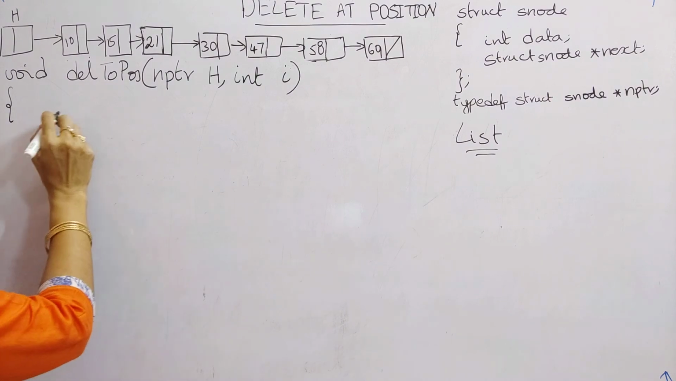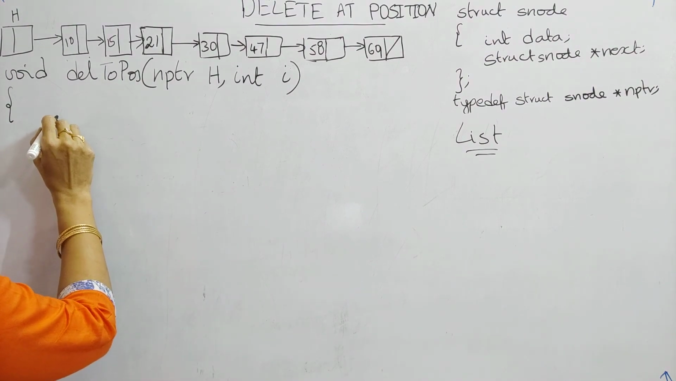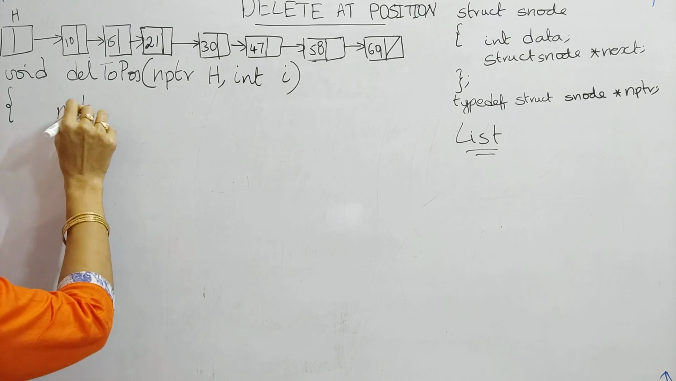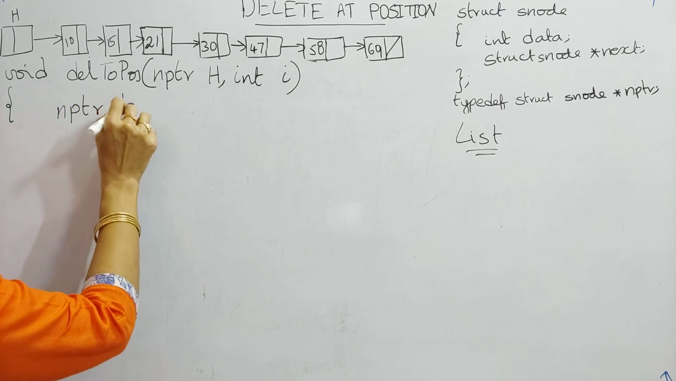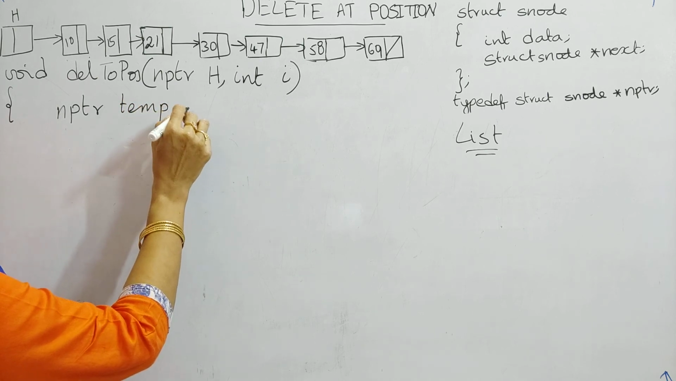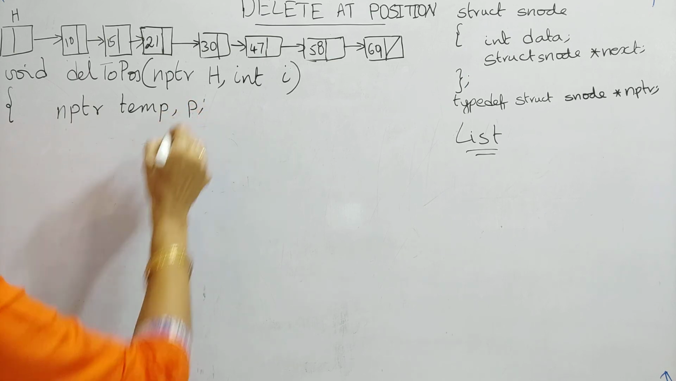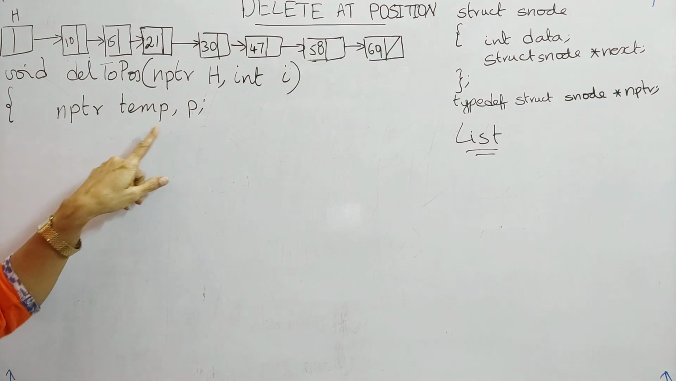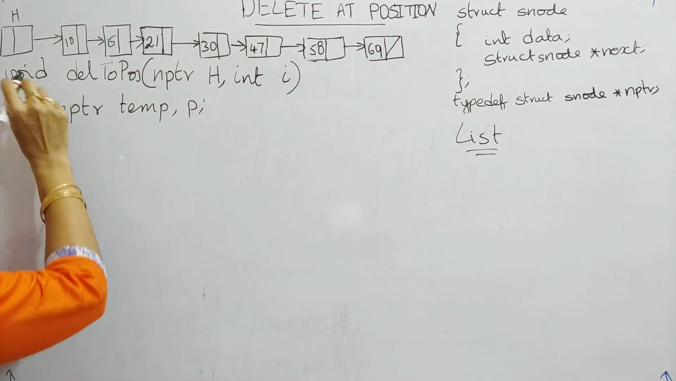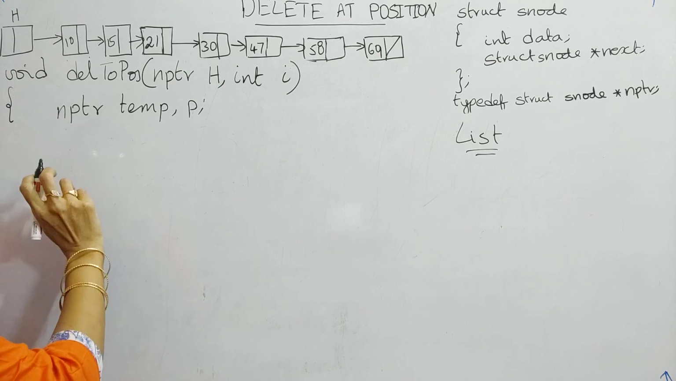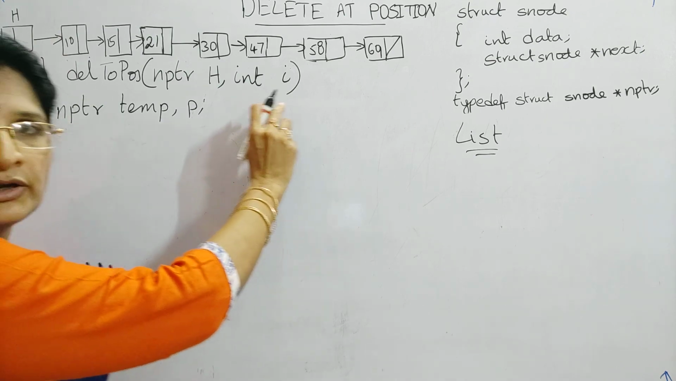So I am declaring two pointers here. So what will be the type of the pointers? Again it is nptr, and here I am declaring two pointers, temp, and another one, p. Here I have declared how many pointers? Two pointers. So next what I have to do is, here where is my list now? My header is at this location. So I will tell you with examples.